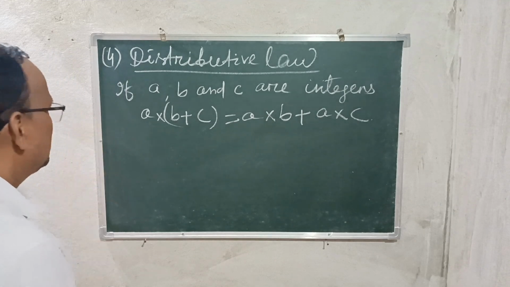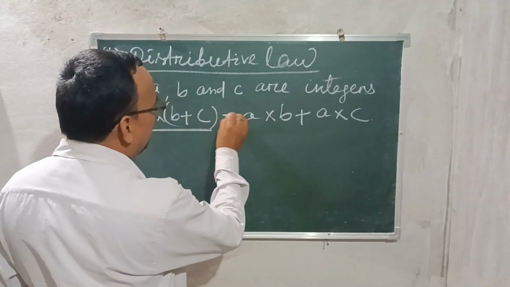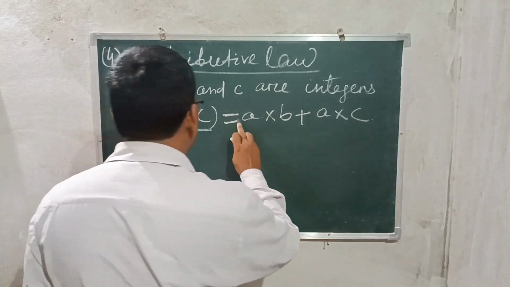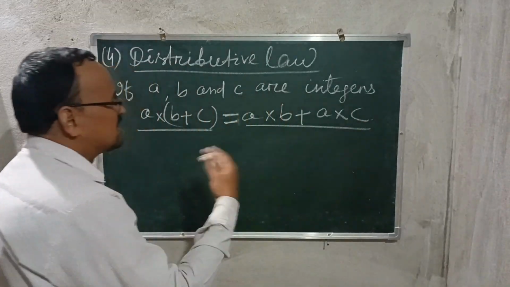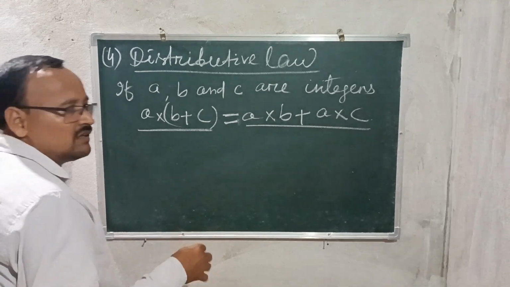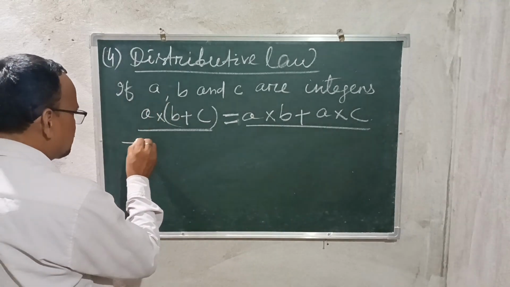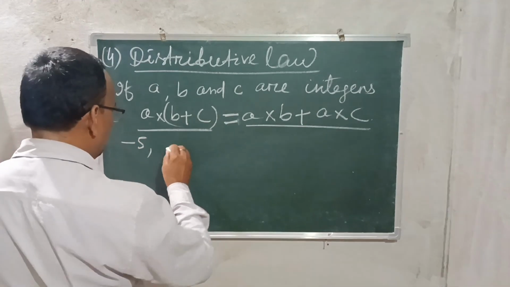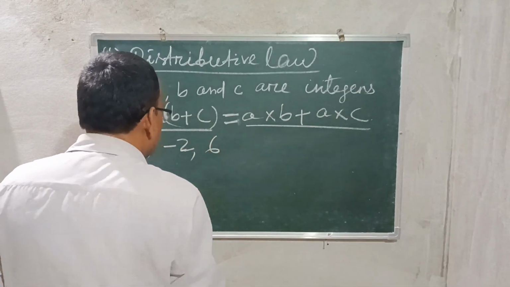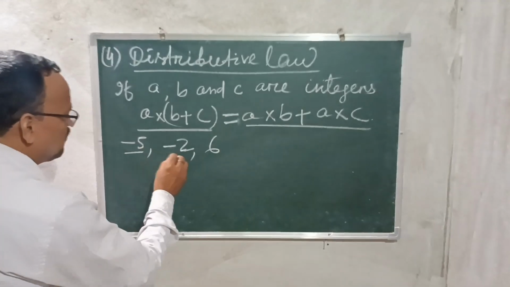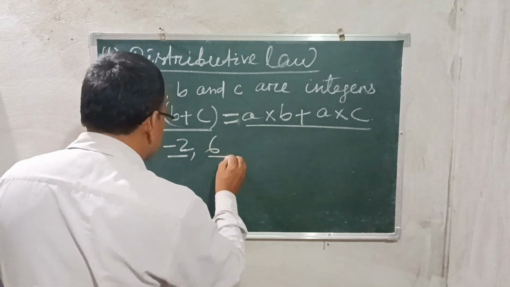Now, to verify whether this statement is true or false, we take examples. Take three integers, suppose -5, -2, and 6. Three integers: minus 5 and minus 2 and 6.